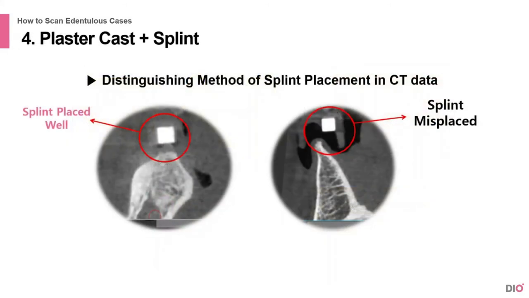As you can see in the circled pictures, the left indicates that the splint is well placed, the right indicates that the splint is misplaced. We will now learn about the scan retractor.